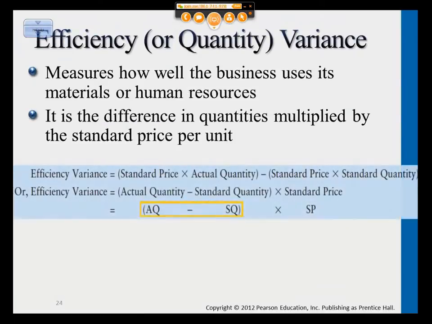Okay, so let's look at the formula. It's going to measure how well the business uses the materials or human resources, and it is a difference in quantities multiplied by the standard price per unit, right? So efficiency variance is your standard price multiplied by actual quantity, less standard price by standard quantity. What can we take that's in common out of the brackets? That's the standard price, right? So we get our actual quantity minus standard quantity multiplied by standard price, and that gives us efficiency variance, something that measures how well the business uses the materials or human resources.